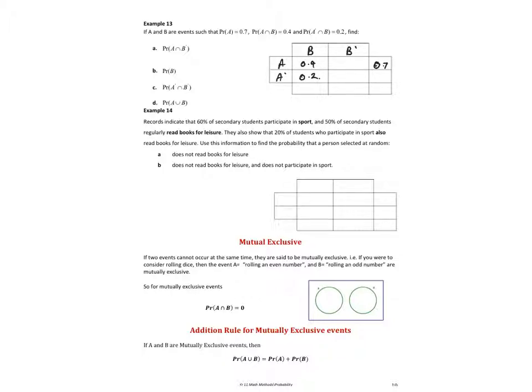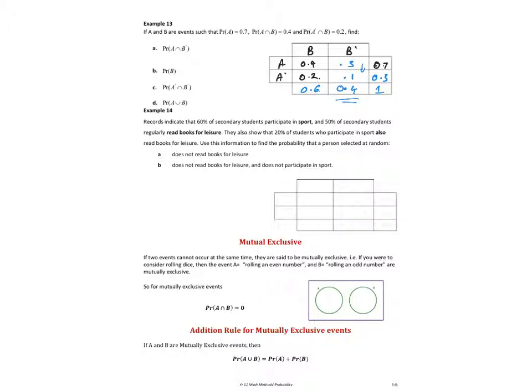So 0.4 plus 0.2 is 0.6, which means if the probability of B is 0.6, that means the probability of not B is 0.4. And if that's 0.7, that has to add to 0.3, because they all have to add to 1. 0.4 plus something is 0.7, so that's 0.3. 0.2 plus something is 0.3, so that's 0.1. And if I check here, 0.3 plus 0.1 is 0.4. So that's everything in my table. So now I can just use my table to answer all the questions.